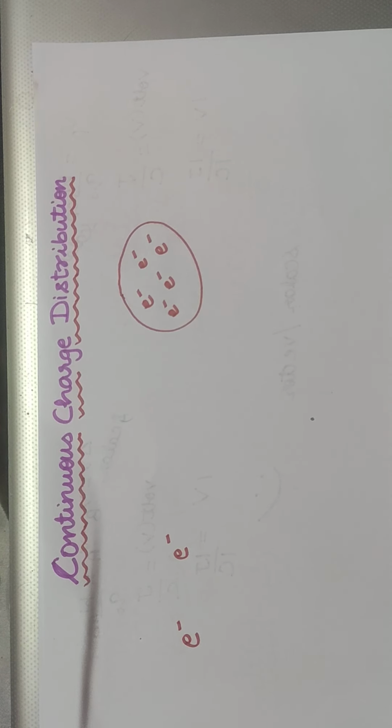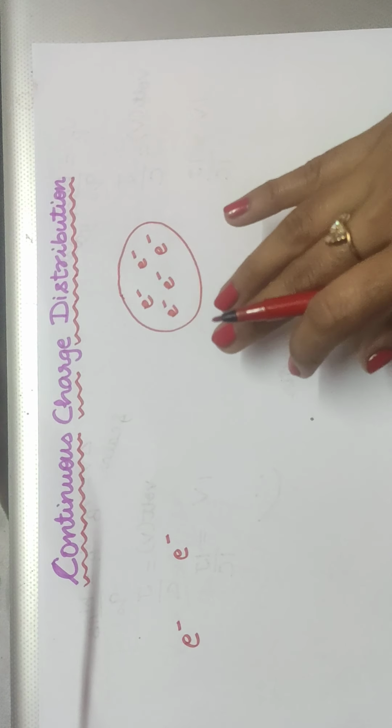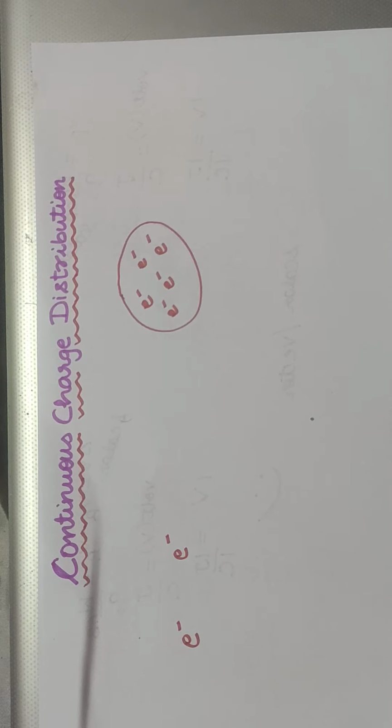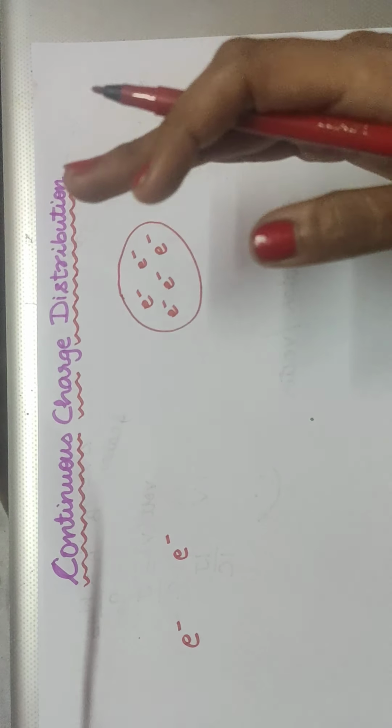Now, in such cases, when the charge involved is much greater than the charge on an electron, its quantum nature can be ignored and the charge is assumed to be distributed evenly and continuously all over the surface. This is known as continuous charge distribution.